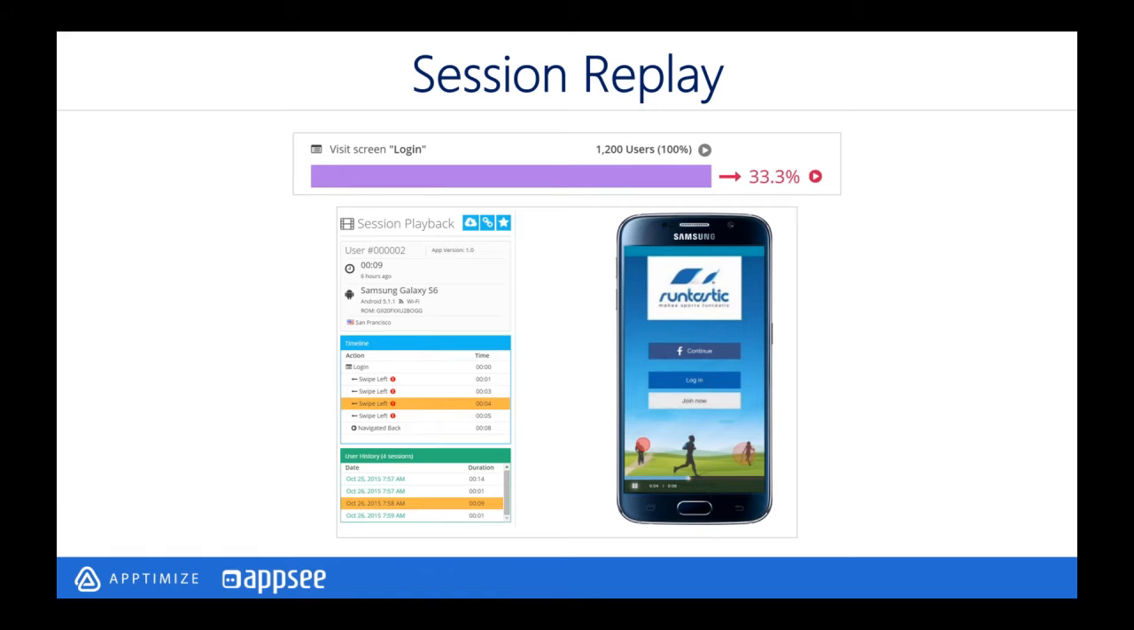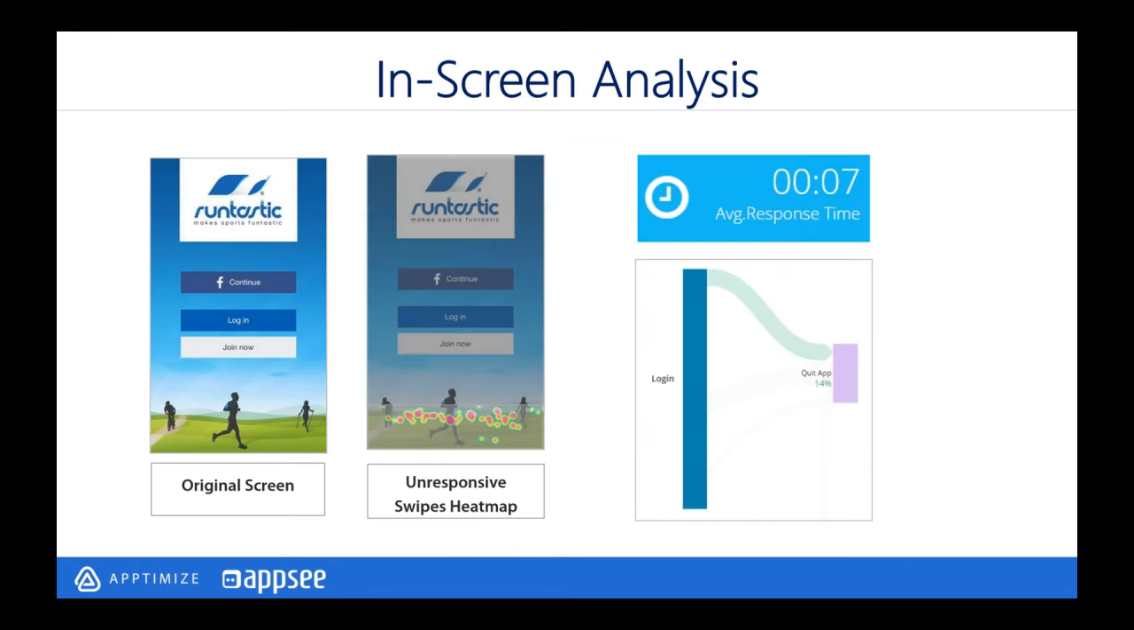So I think here we've identified a potential problem, and now we can zoom out and see an aggregated analysis of our entire user base and see how they engage the login screen. So here we're seeing an unresponsive swipe heat map analysis. We can see that there is a high concentration of unresponsive gestures in this bottom part of the screen. And we can also see two more important things.